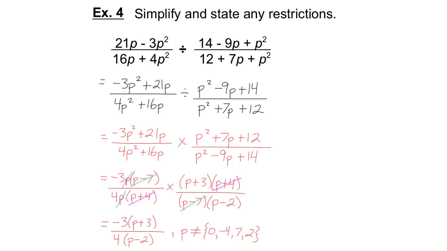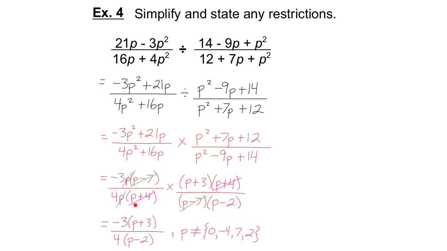I started just by putting this in an order that I'm more used to. Negative 3p squared plus 21p. Anyway, I just reversed all of them so that it's in the order that I am used to. Now, dividing by a fraction is multiplying by the reciprocal, so I flipped numerator and denominator. I started factoring, and I canceled out factors that appear in the numerator and the denominator. Then I simplified to this.